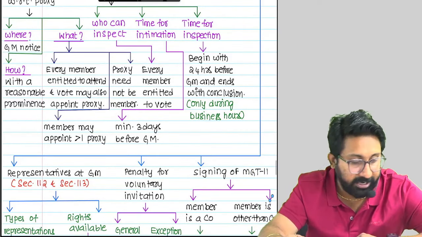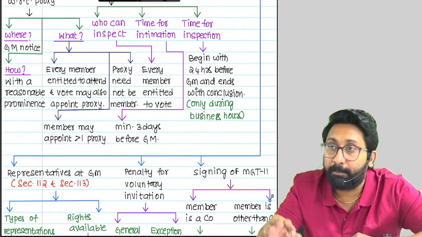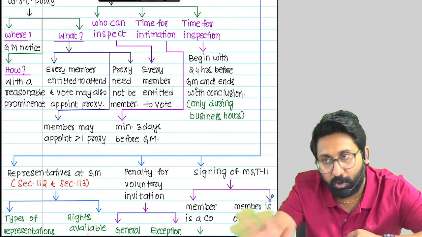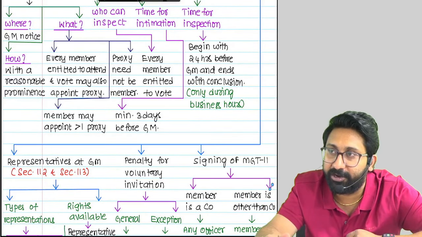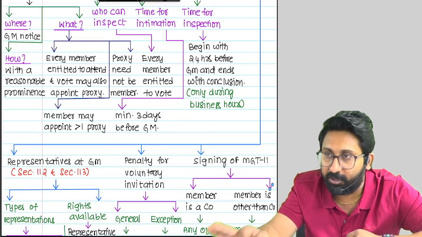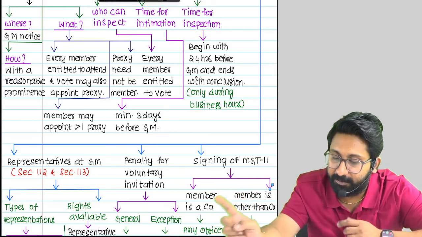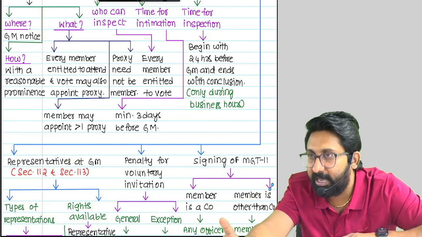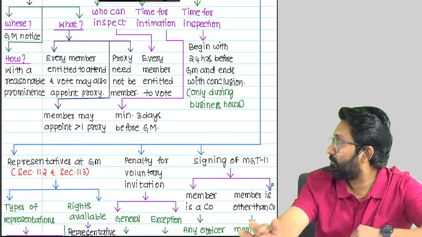Another point. Who can inspect? Every member entitled to vote can inspect. Next, time for intimation. How many days before you need to intimate? 3 days before the general meeting. Inspection can start beginning with 24 hours before the general meeting and ends with conclusion. Not only during the business hours. I have one very important question. If you read, I will ask.